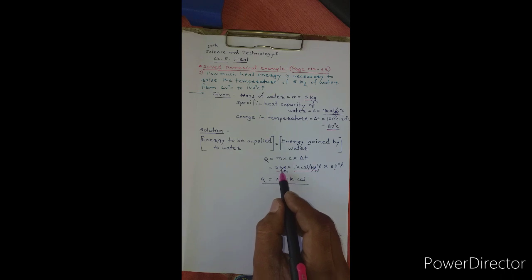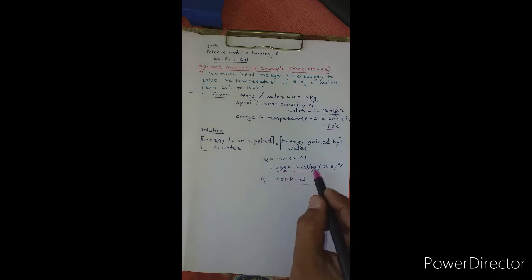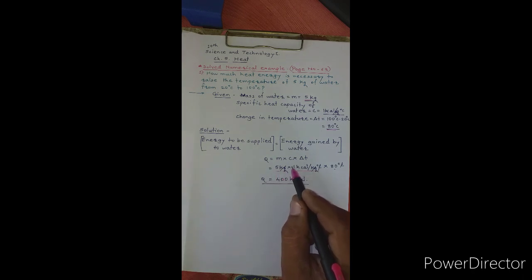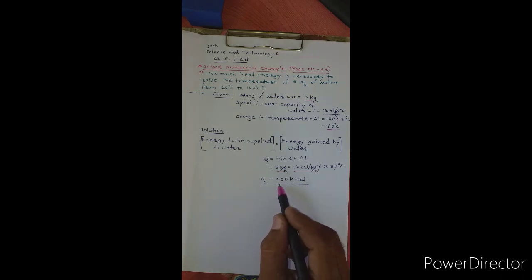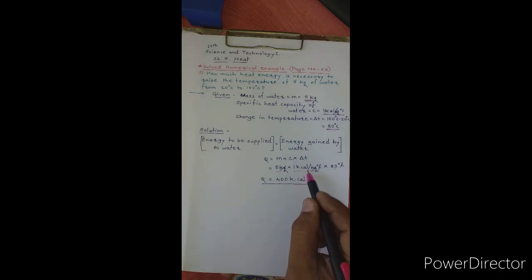Now kilogram present in the numerator and kilogram present in the denominator will both cancel each other. Degree Celsius in the denominator and degree Celsius in the numerator will also cancel each other. So 5 into 1, that is 5. This 5 into 80, that multiplication will be equal to 400 kilocalorie.